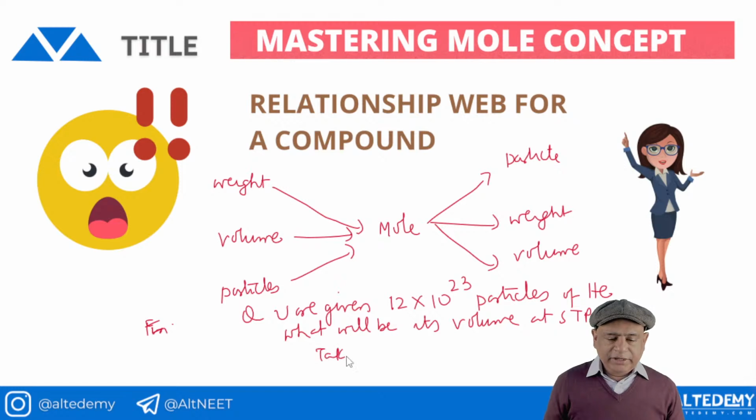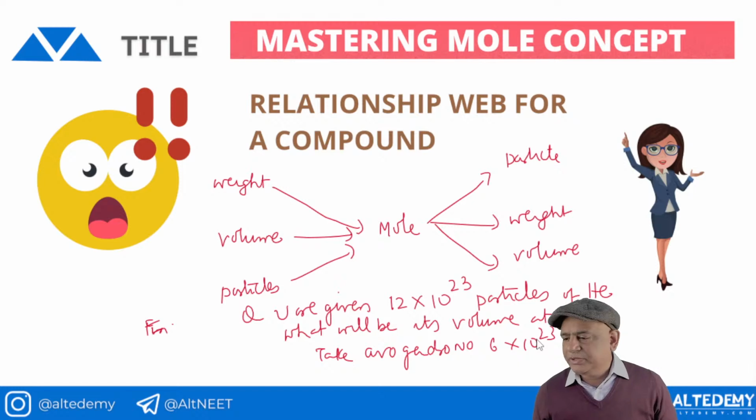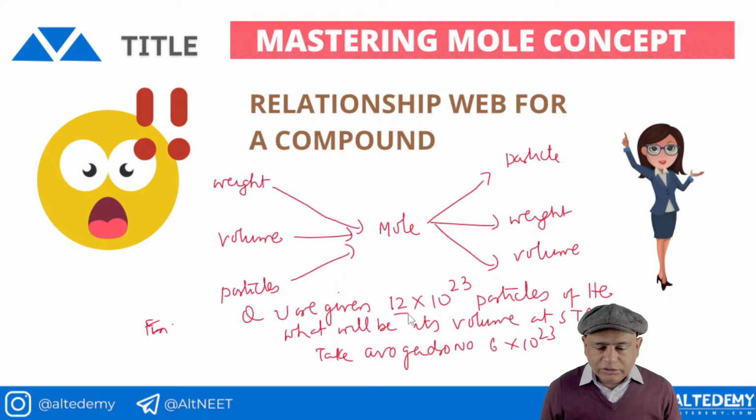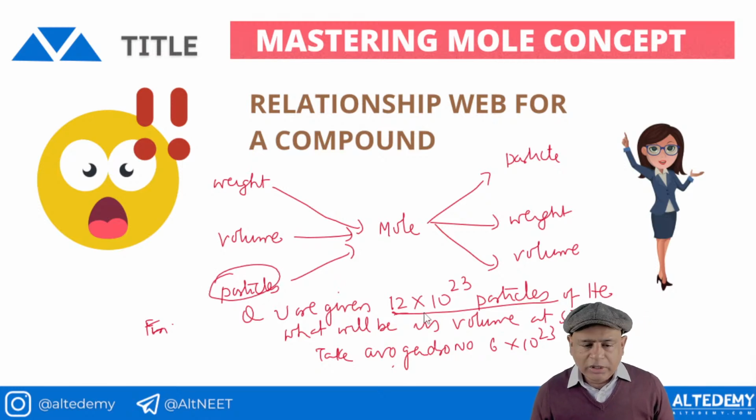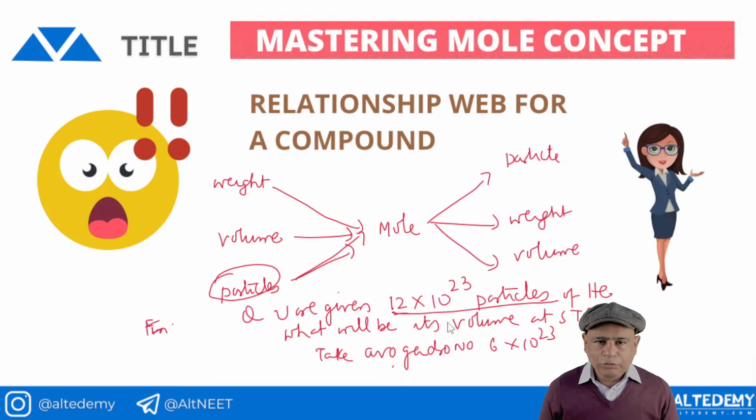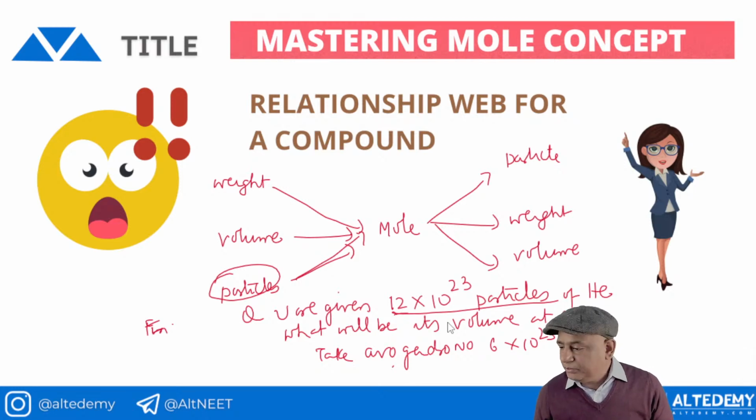Take Avogadro number as 6 into 10 to the power 23. At times it is being done. Right? Okay. What have you been given? You need to draw it always. You have been given number of particles. You are here, number of particles. You have first to reach the stage of mole. Now, can anybody tell me how many moles will be there in 12 into 10 to the power 23 particles? What has particle to be divided with? 6 into 10 to the power 23.